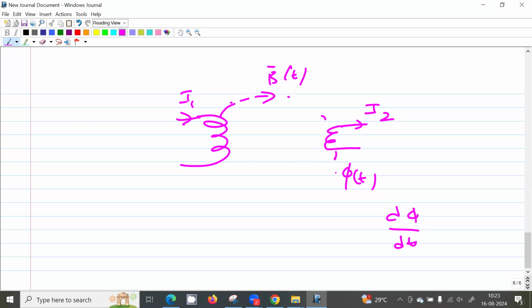For this whole thing to be efficient, whatever magnetic field is coming out of the first coil should link the second one. Otherwise, there is wastage of field lines and also energy, right? So to increase the efficiency, we have to make sure that all the field lines coming out of the first one link the second one. That is done by inserting a soft iron core.